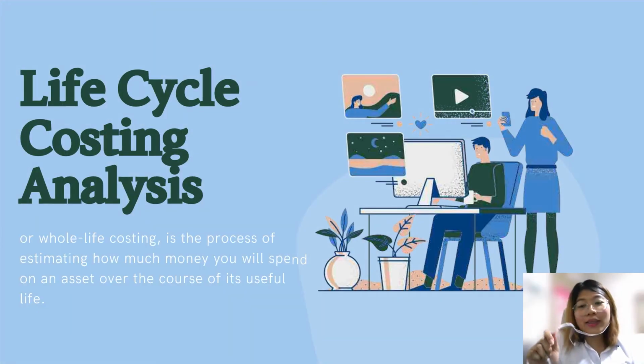Hi everyone, so let's now discuss the life cycle costing analysis. It is also known as whole life costing, and it is the process of estimating how much money you will spend on an asset over the course of its useful life. It is also used especially to select the best project when there are multiple projects that satisfy the same performance requirements but differ in terms of operating costs.